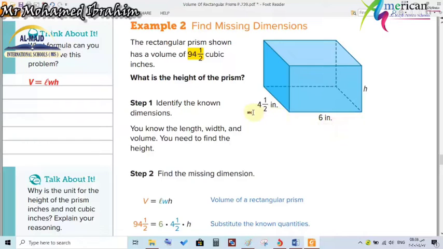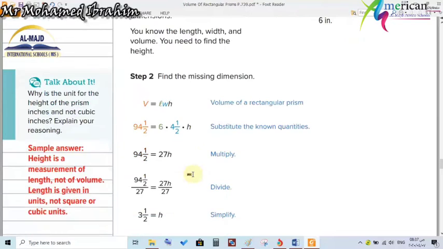6 times 4, let's think about it. 6 times 4 is 24. 6 times half is 3. 24 plus 3 is 27. So 6 times 4.5 equals 27. 27 times h gives you 94.5. So 94.5 over 27. Very good.